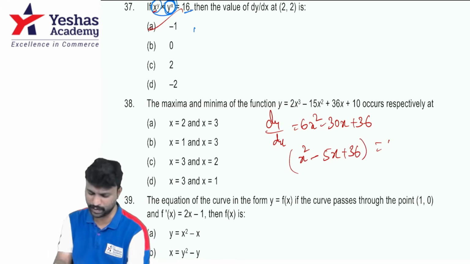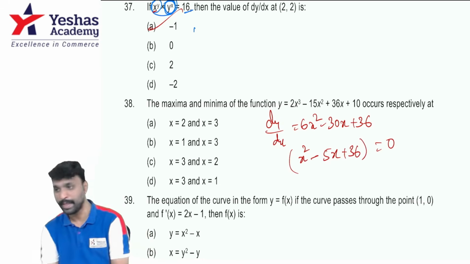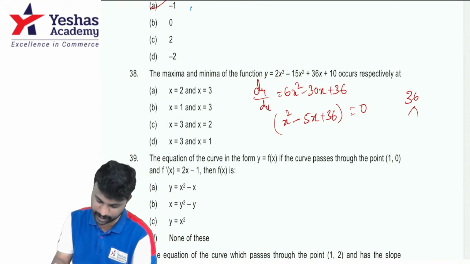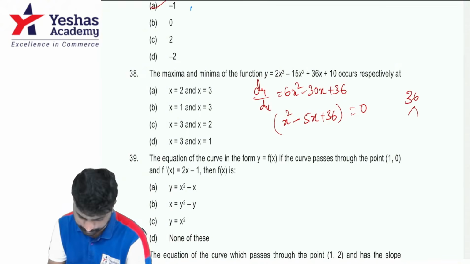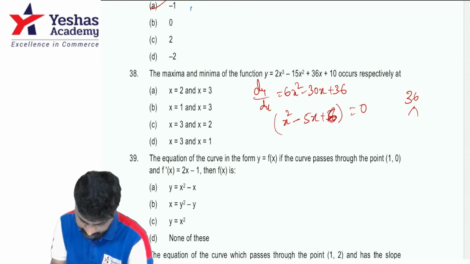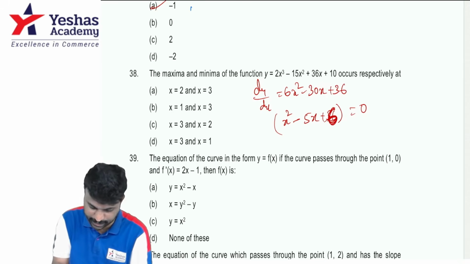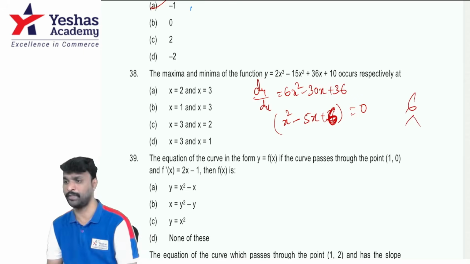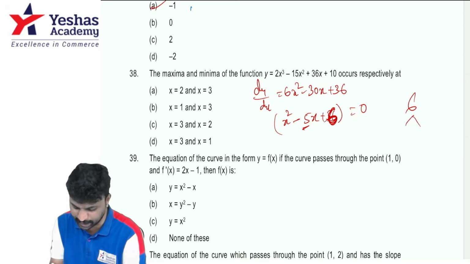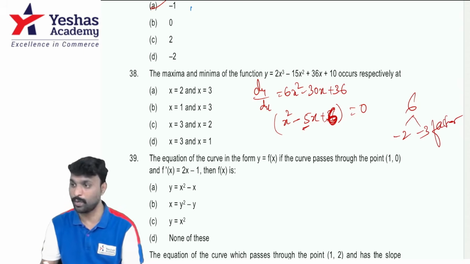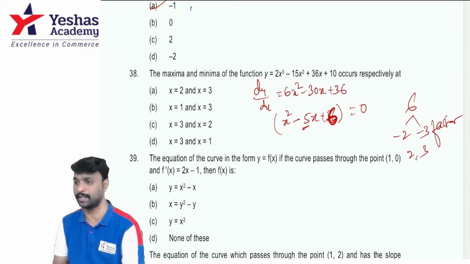So 6 cannot be equal to 0. Obviously, this has to be 0. Now, how do I find the values for x? Sorry, if I divide by 6, 36 by 6 is 6, so the product here is actually 6. Get me the factors such that by adding the two, I get minus 5. It has to be minus 2 and minus 3. These are factors; I want roots. So plus 2 and plus 3 are the roots.